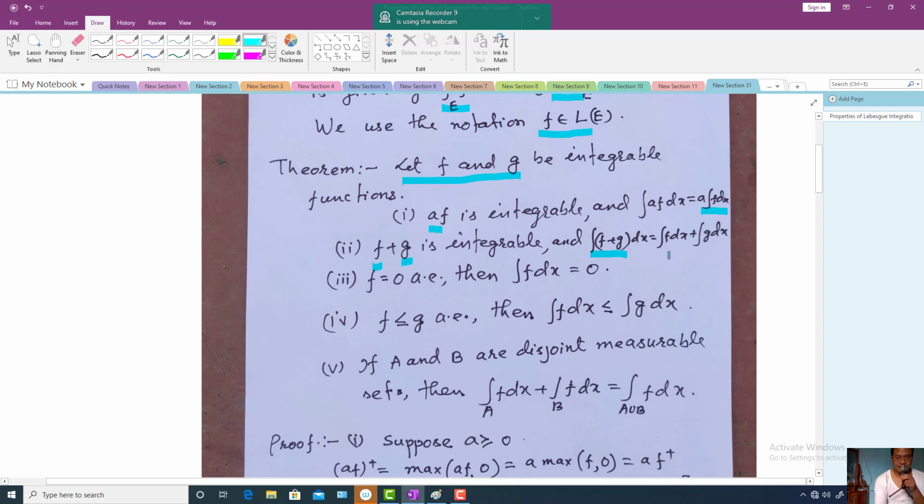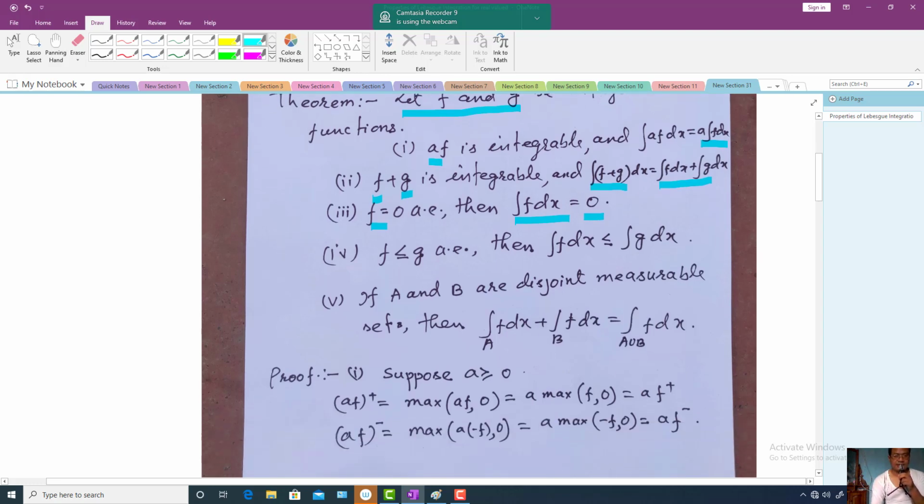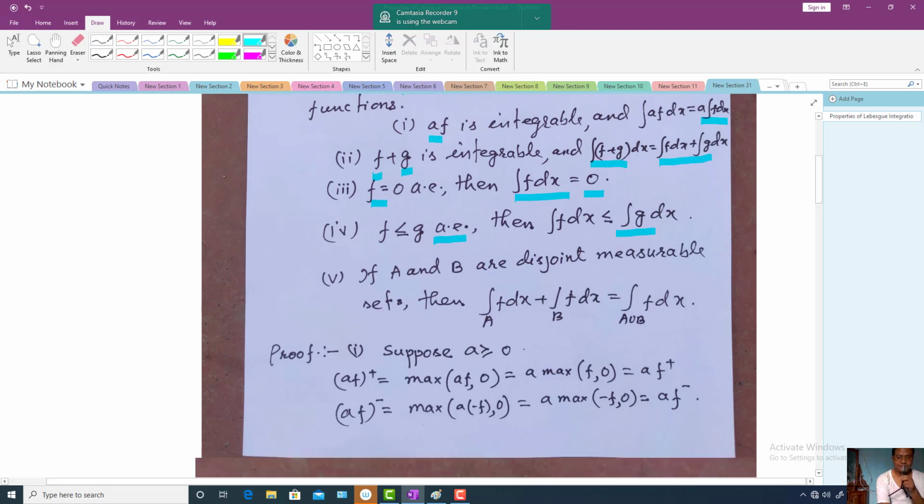Its value is given by the integration of f plus g dx, which is equal to the sum of the integration of f and of g. Next, if f is equal to 0 almost everywhere, then the integration of f dx is also 0. This also we did for non-negative measurable functions. Now we are going to extend that to real valued measurable functions. And if f is dominated by g, that is, g is greater than or equal to f almost everywhere, then the integration of f is less than or equal to the integration of g. This also we did for non-negative measurable functions.